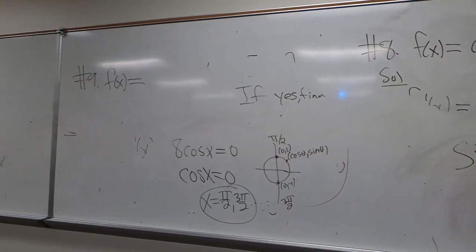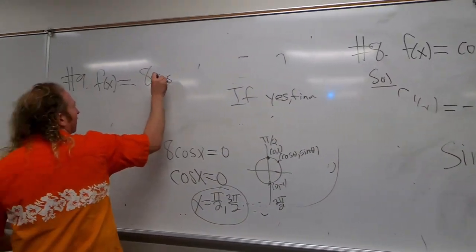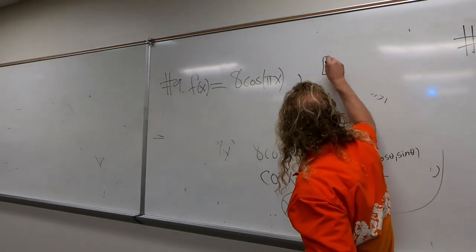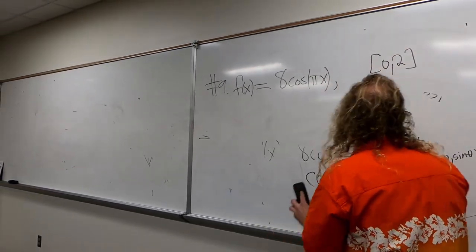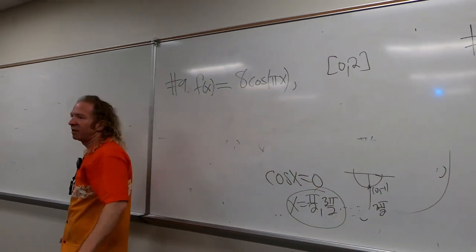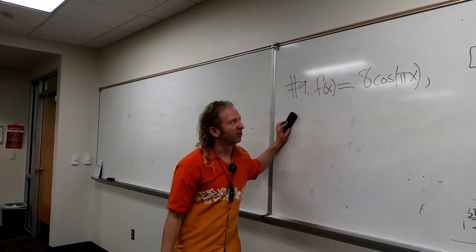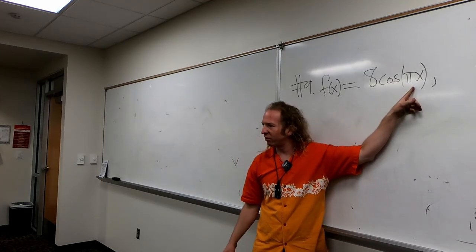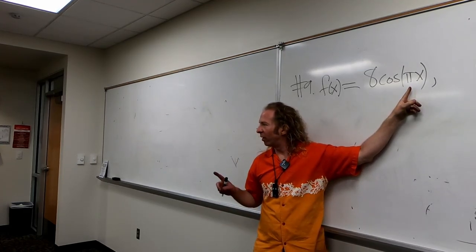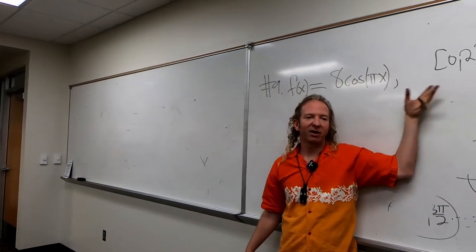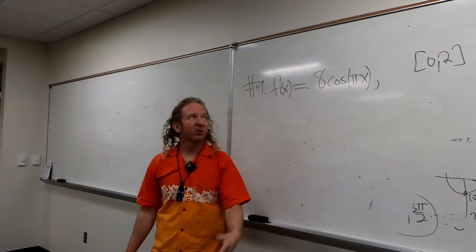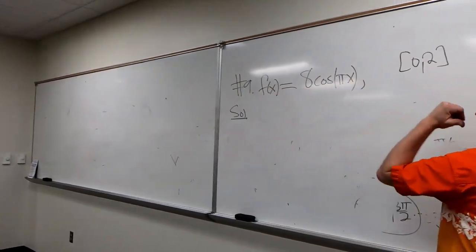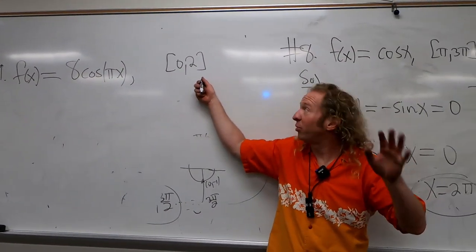So f of x equals 8 cosine pi x. Interesting. And then we're on [0, 2] this time. This is interesting because I'm going to show you a new technique that you may not remember, or maybe you've never seen it. I think Rolle's applies. If you plug in 0, you get cosine of 0, which is 1. And if you plug in 2, you get cosine of 2 pi, which is also 1. So we just have to take the derivative and set it equal to 0. So Rolle's definitely applies, right? Continuous, differentiable. Plug in 0, you get 1. Plug in 2, you get 1.